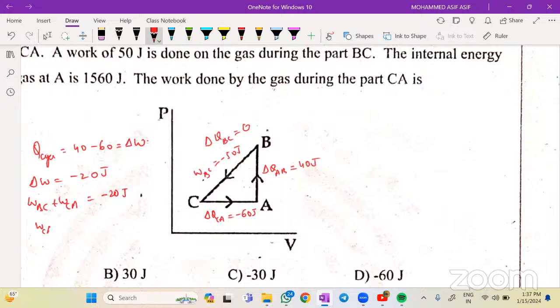So work done from C to A will be equal to minus 20 joules minus work done from B to C. So it is minus 20 minus of 50. So this one is right now for me minus of minus, this will be minus 20 plus 50. So this will be equal to minus 30 joules.